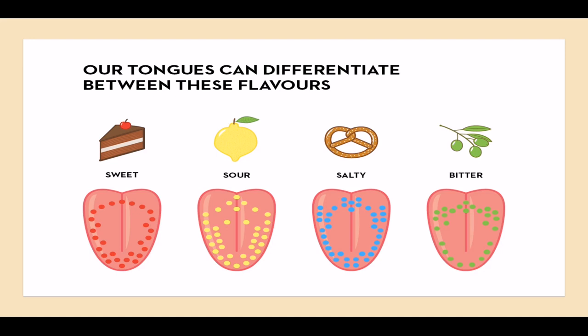Our tongues can differentiate between these flavors. We have here sweet, sour, salty, bitter. But you can taste many more than 5 flavors because your nose and tongue work as a team. When you eat, molecules of food waft up your nose, giving you extra clues about what you are eating.